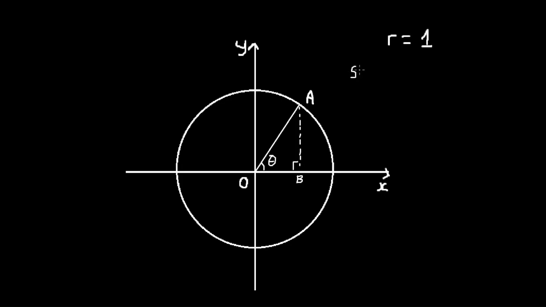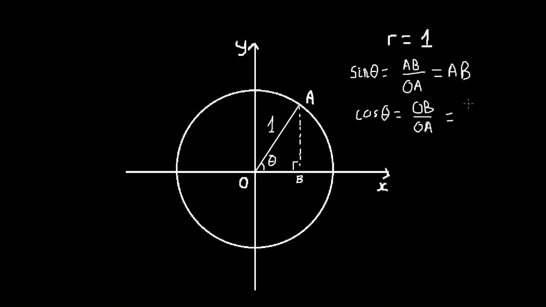Let's also call the counterclockwise angle that OA makes with the positive x-axis theta. Now from the definition, sine theta would be equal to AB over OA. And cos theta is equal to OB over OA. Here OA is technically the radius of the circle, therefore its length is equal to 1. And thus sine theta here is effectively equal to AB and cos theta equal to OB.